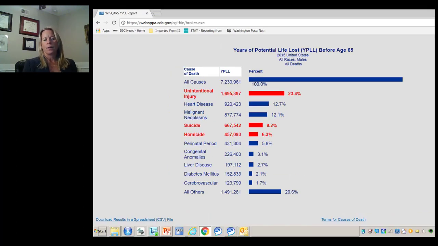And then this is the same sort of data for males. What is interesting to note here, though, is for all causes, the years of potential life lost among males is almost twice that for females. Here it's 7.2 million compared to the 4 million estimate for women. And this is obviously driven by a lot of things that are different between men and women in terms of lifestyle, occupation, etc.